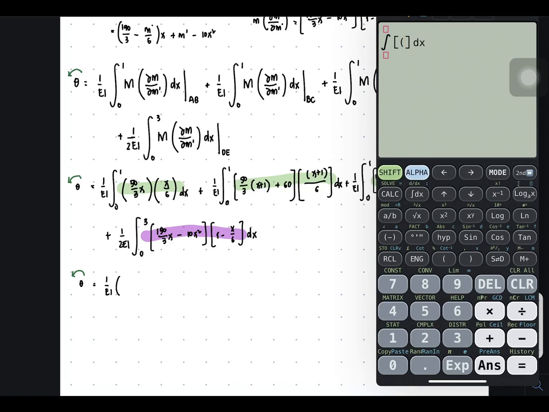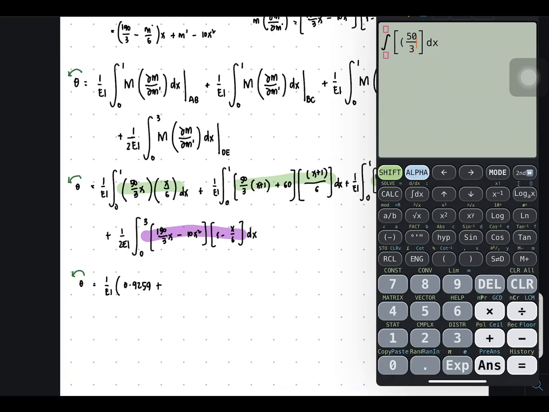So the integral would be 50 over 3 x times x over 6, and the limit is from 0 to 1. So the answer is 0.9259 plus. We have the next integral.